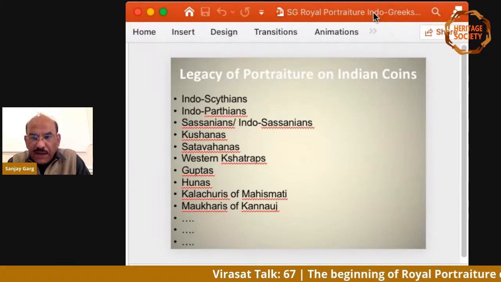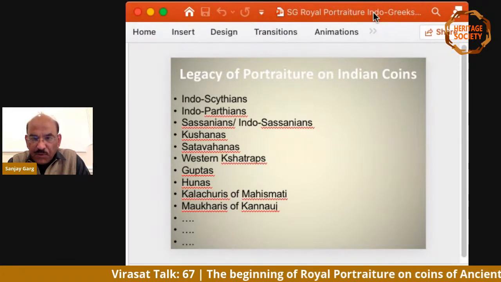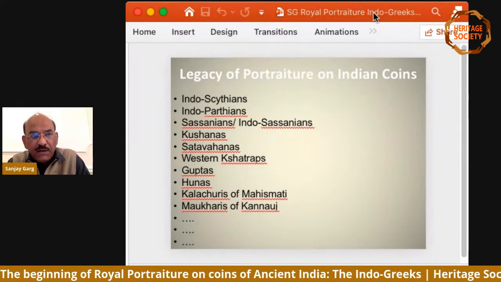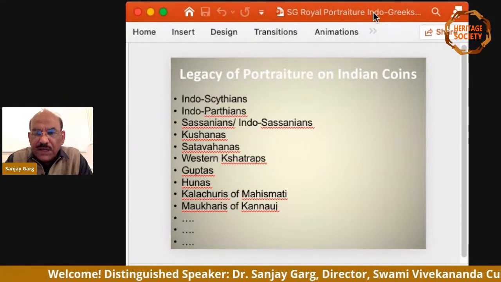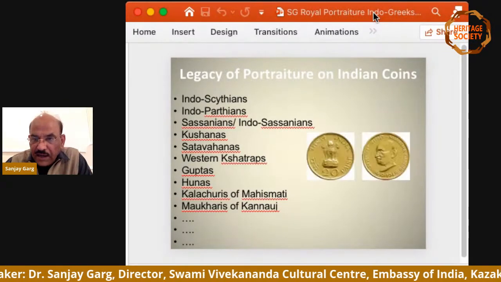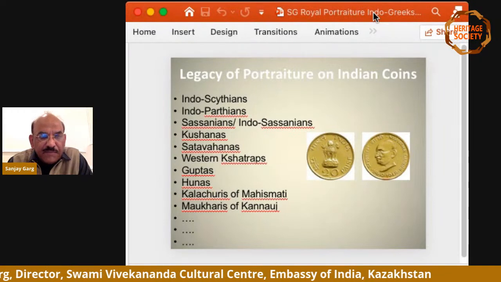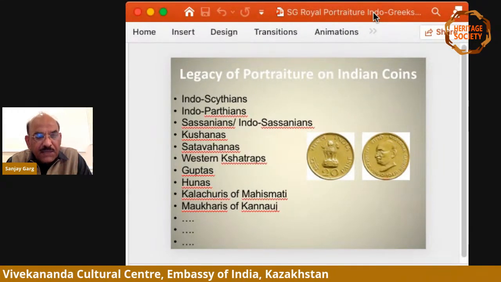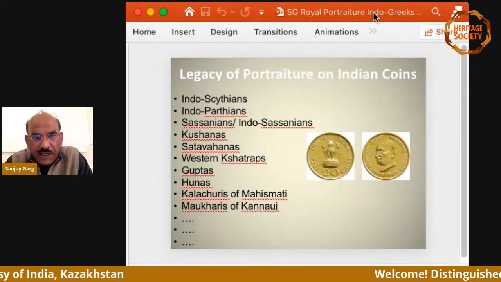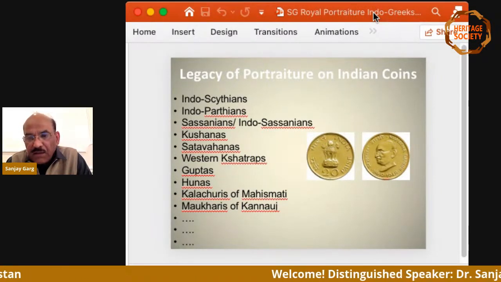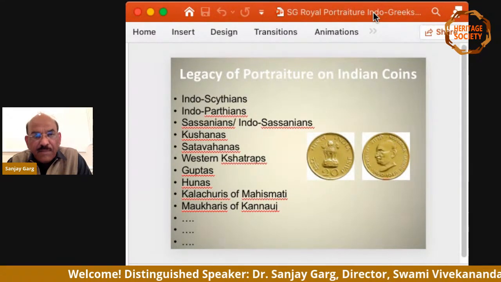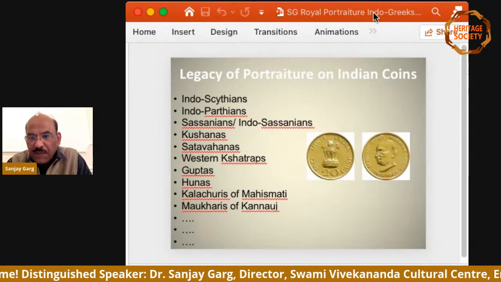We get many portraits, including Huvishka riding an elephant, and all sorts of portraits we get. Satavahanas, the Western Kshatrapas, Guptas, again we get. So it continues. The tradition continues with the Hunas, with the Maukharis of Kannauj, and very recently, after independence, we do not have kings and queens, but we have our national leaders. So this is a commemorative coin, which was issued in 1969 on the 100th birth anniversary of Mahatma Gandhi.